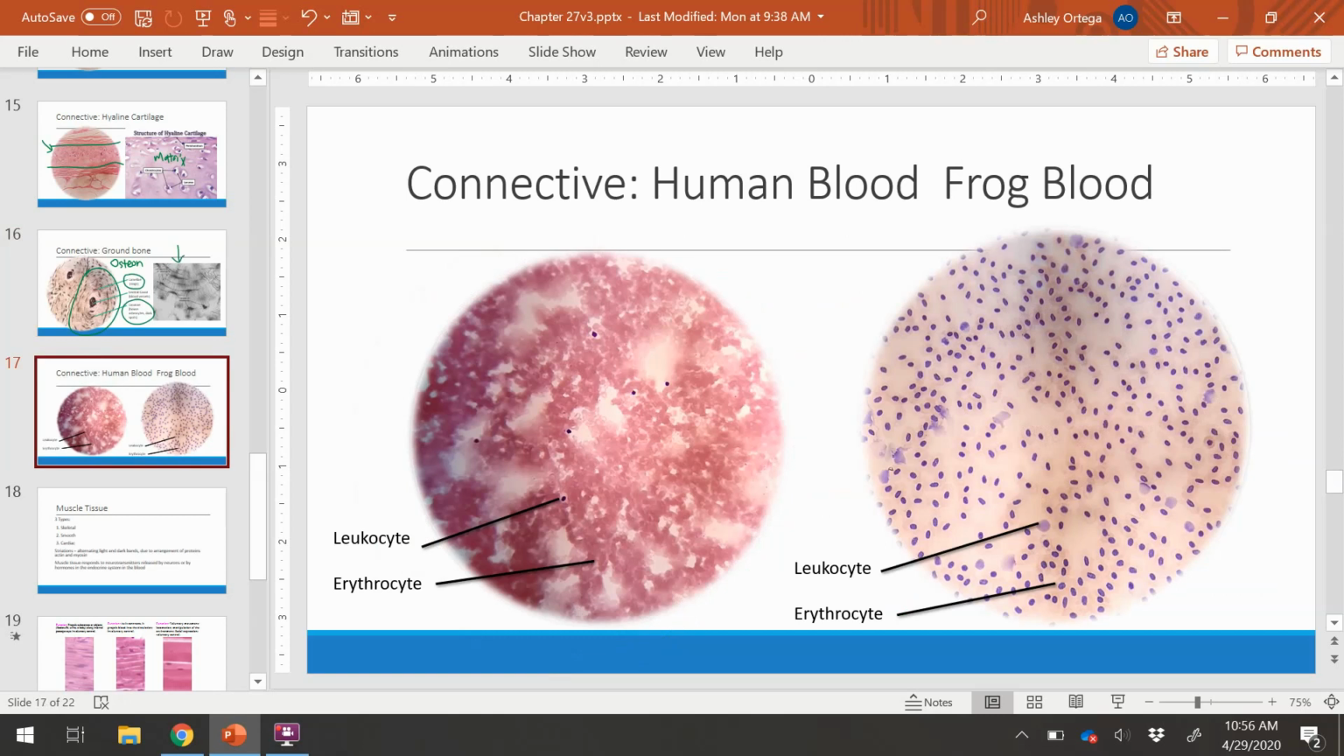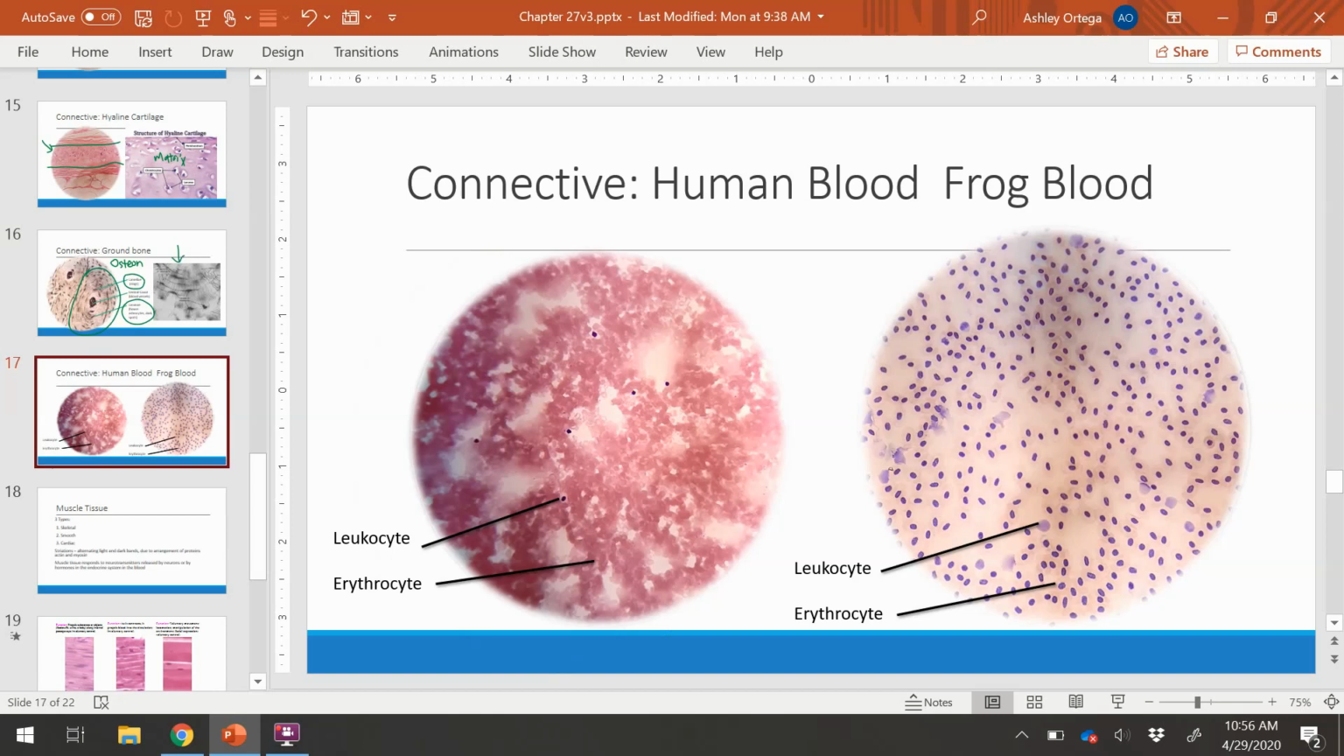All right, and so next thing on connective tissue is blood. So here we have an example of human blood, and frog blood is a very different structure. So I like to look at ours and then a very distinct different one.